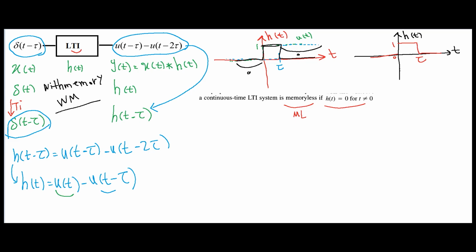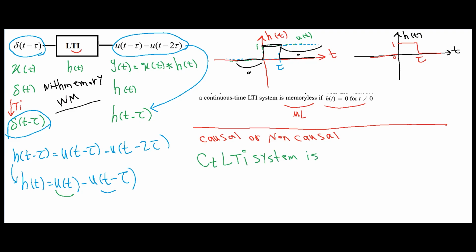The next question asks whether the system is causal or non-causal. For a continuous time LTI system, it is causal if h(t) is 0 for all t less than 0. If you look at h(t), you can see that it's 0 for all negative t. Therefore, the system is causal.